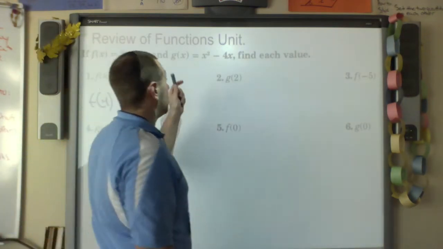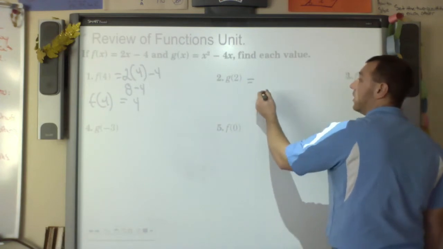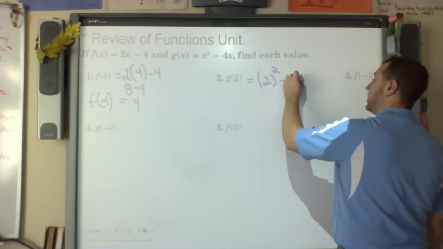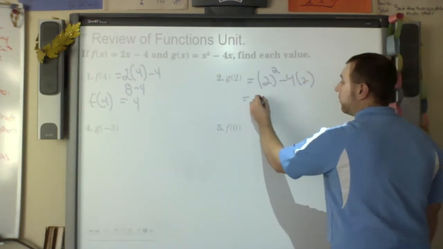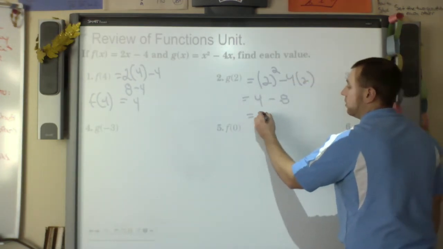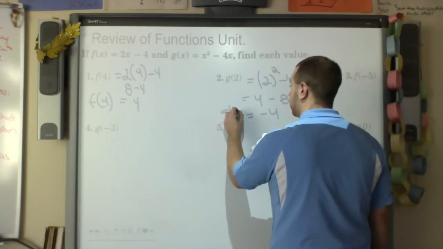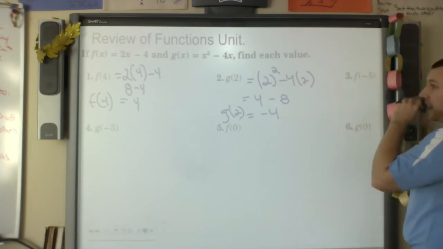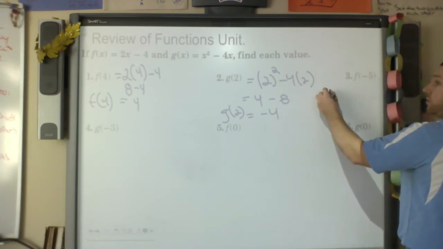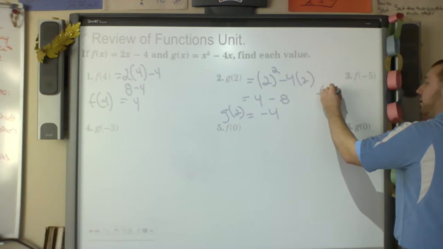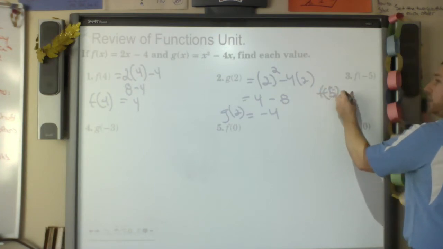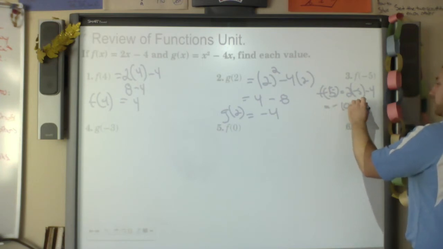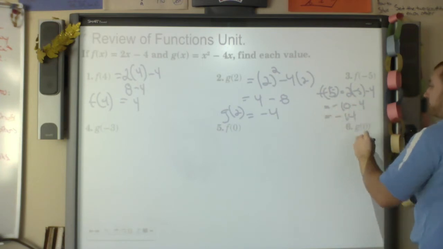For g of x, there are two x's. So I would have to plug in 2 squared minus 4 times 2. Well, 2 squared is 4 minus 8, which is negative 4. So g of 2 is negative 4. F of negative 5, again I switch back, and it would be f of negative 5 equals 2 times negative 5 minus 4, negative 10 minus 4, negative 14.